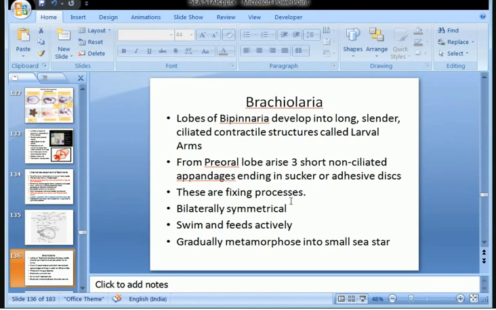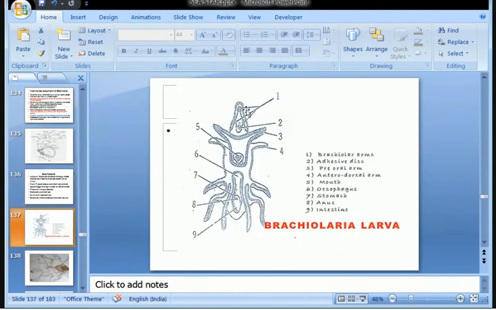So there are these smaller arms from the preoral lobe, right? So these non-ciliated appendages or small arms develop, which have the adhesive discs. These are the fixing process. With the help of these, the drifted larva gets fixed to some substratum. Again, this larva is bilaterally symmetrical. It swims and feeds actively, and it gradually metamorphoses into a small sea star. This is the larva we are talking about, the Brachiolaria larva.